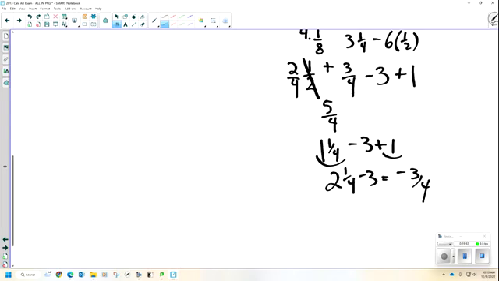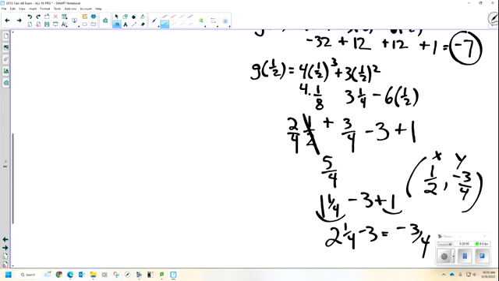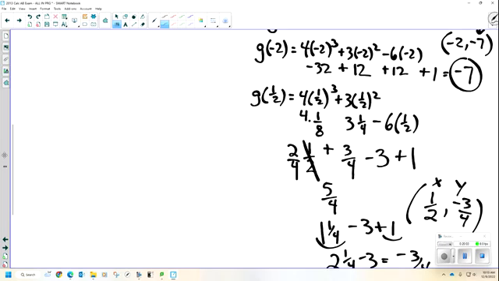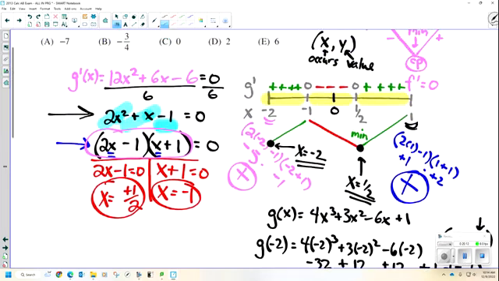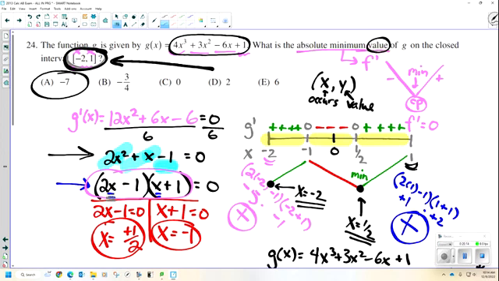So when x is 1/2, y is negative 3/4. Okay, which y value, negative 3/4 or negative 7, is smaller? Negative 7 is much further down on the y-axis than negative 3/4. That's a lot of work. There's a lot of algebra to do. So my answer, the minimum value is negative 7. It happens at the endpoint where x is negative 2, but the y value is negative 7.